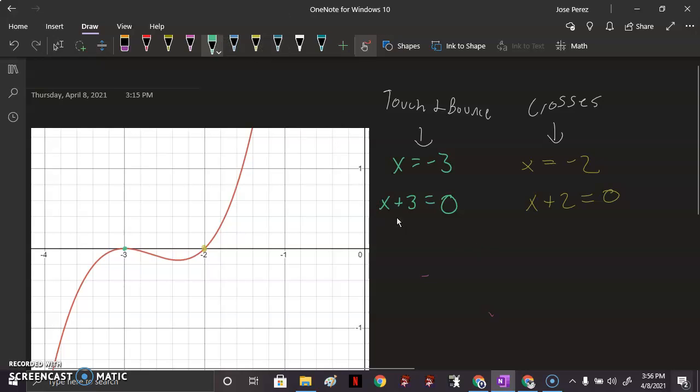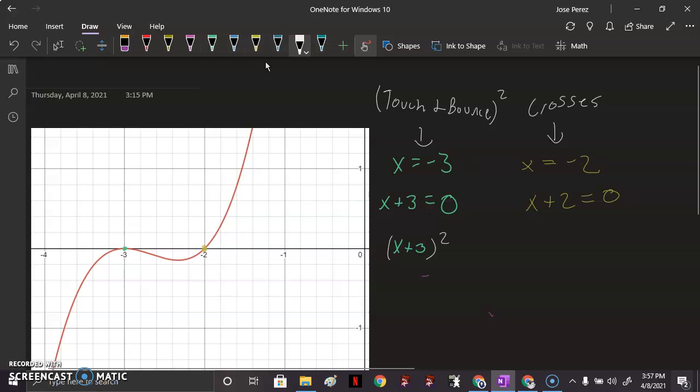Now what's the next part? Well, the touch and bounce. We can see that once it touches and bounces, it has a multiplicity of 2. So x plus 3 with a multiplicity of 2, because it's a touch and bounce. So I'll put in parentheses, I'll put 2. So that is our first part of our polynomial that we can solve.